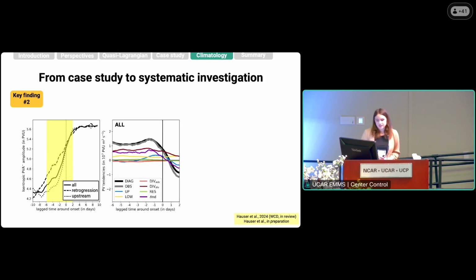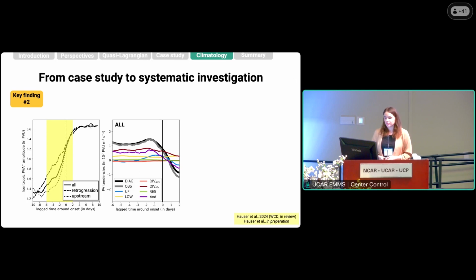We were then interested again in the processes. So, okay, we have this amplification. So which processes are important here? And this is a composite for all the blocking events, independent of season, independent of pathway. And you can see in the black line and in the gray lines, the diagnosed versus the observed amplitude change. So you have this amplification before blocking onset and kind of the decrease that starts to occur after the onset.